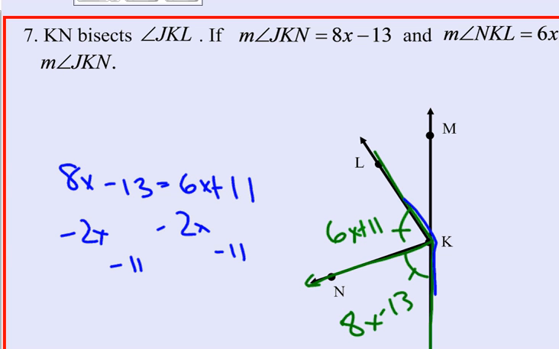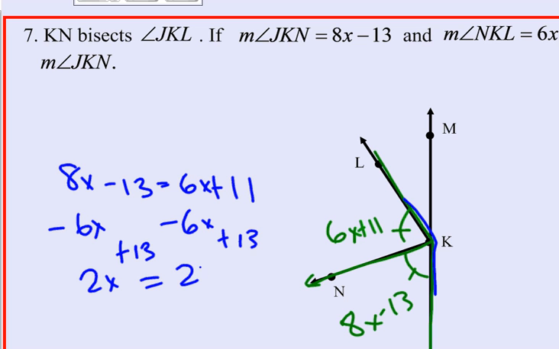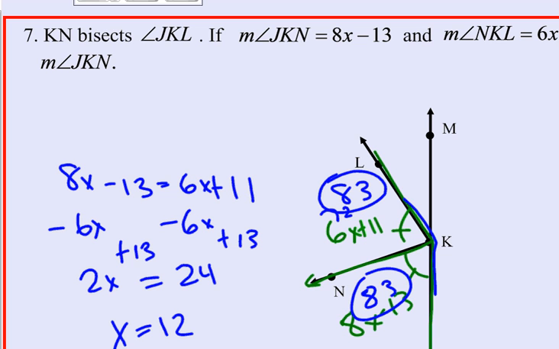Why am I minusing 2x? I don't know what I was thinking there. Let's do this the right way. You should end up with 2x. You should add 13 over. So 2x equals 24. X equals 12, just like you've always studied. So how big is this thing? Well, 6 times 12 is going to be 72 plus 11 means this is 83. This is also 83 because it's congruent. So together that angle is going to be 166 degrees.